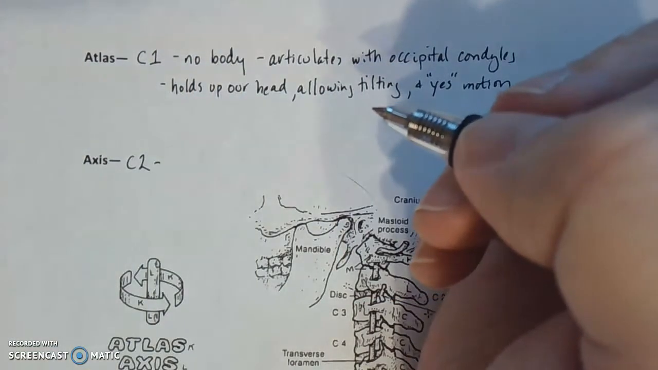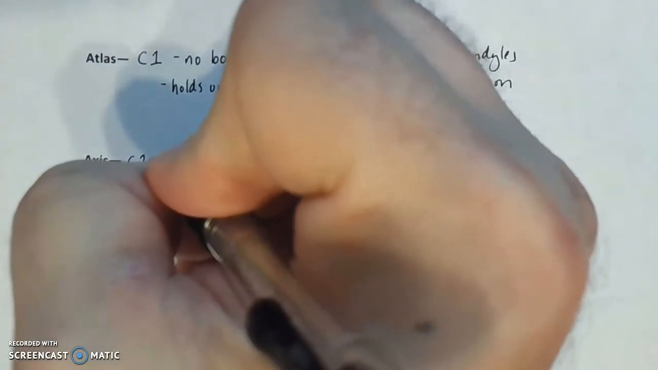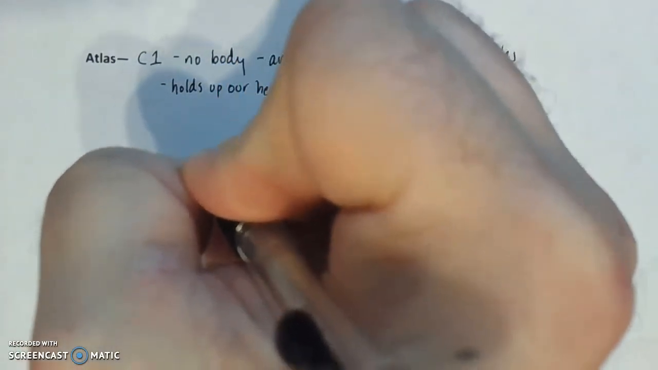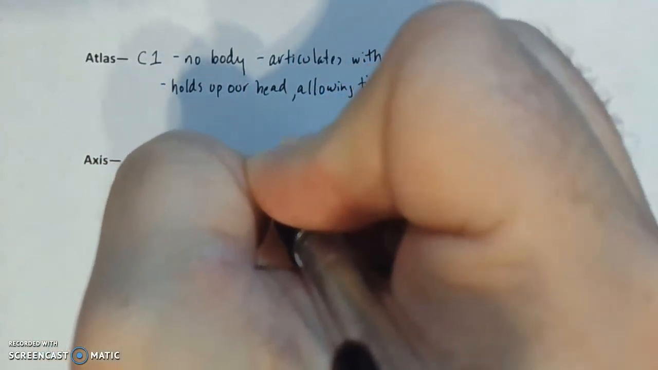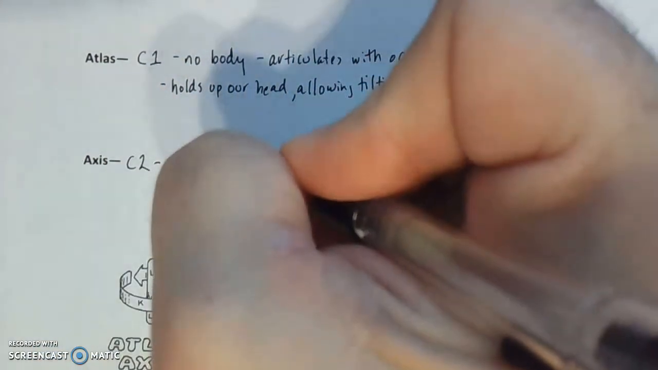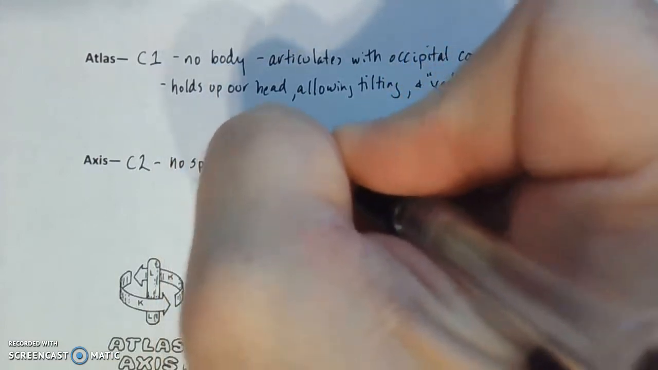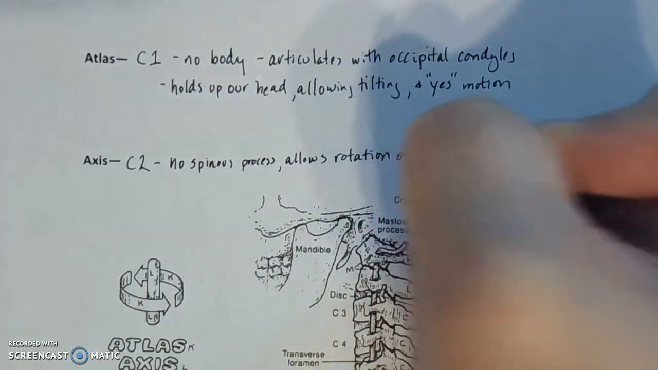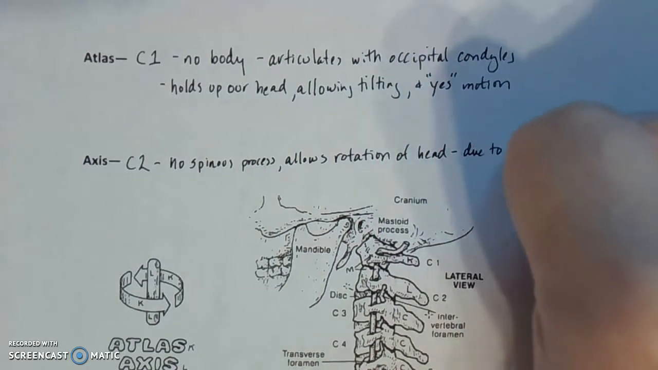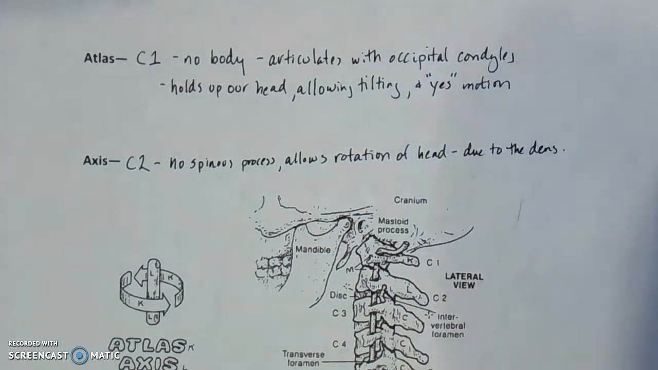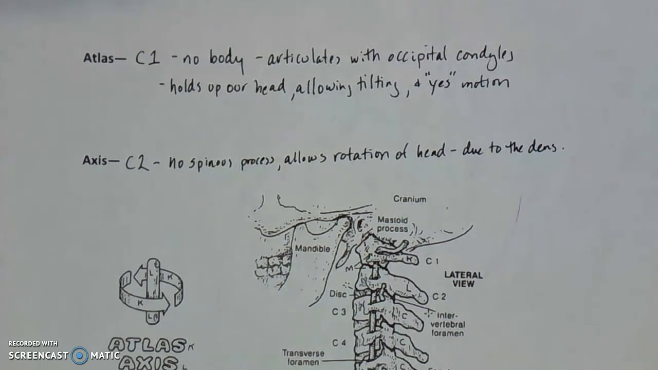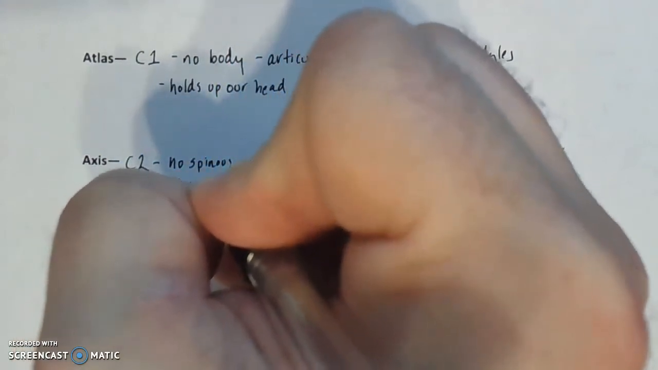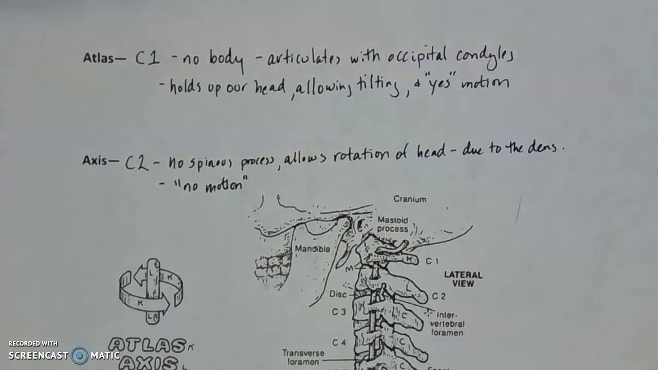So the axis is C2, and it too has a different shape. This has no spinous process. And it allows rotation of the head. And that is due to the dens, which is a projection on there that we'll look at here in the diagram in a second. And this is the no motion of our head. So our up and down motion is allowed by the axis.